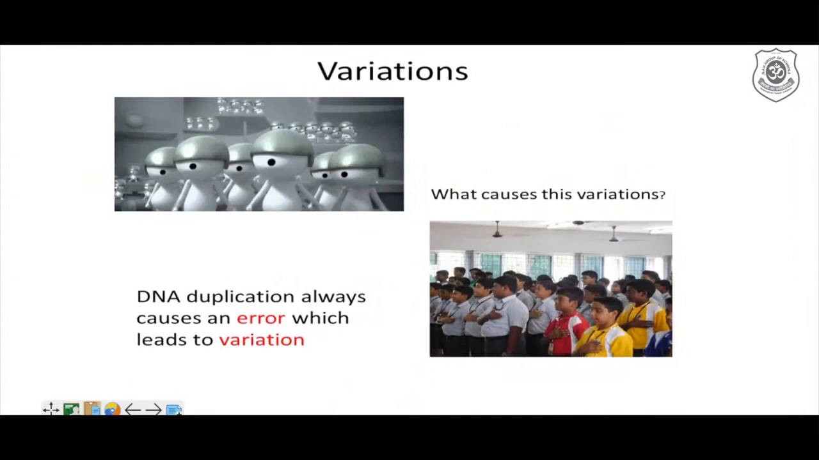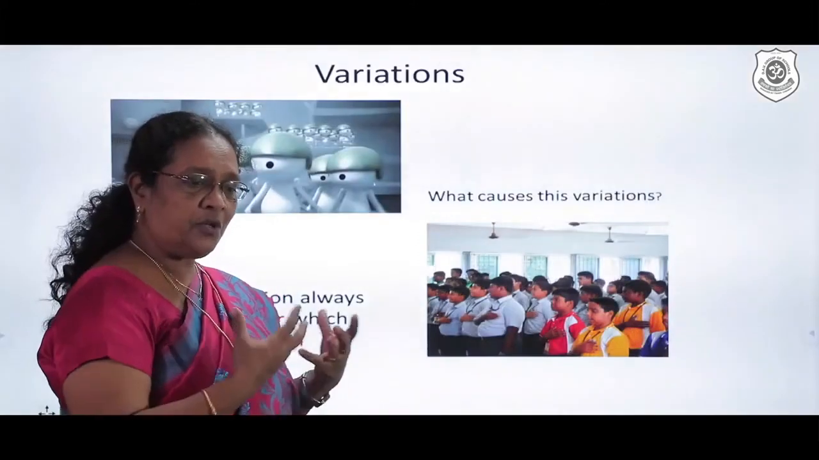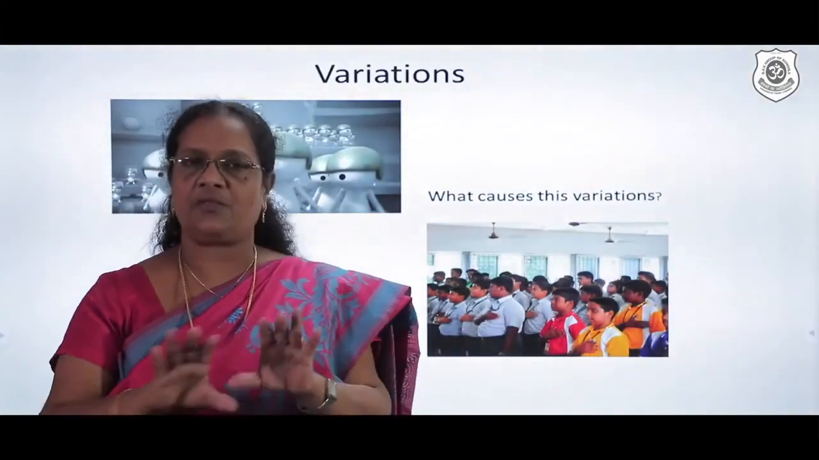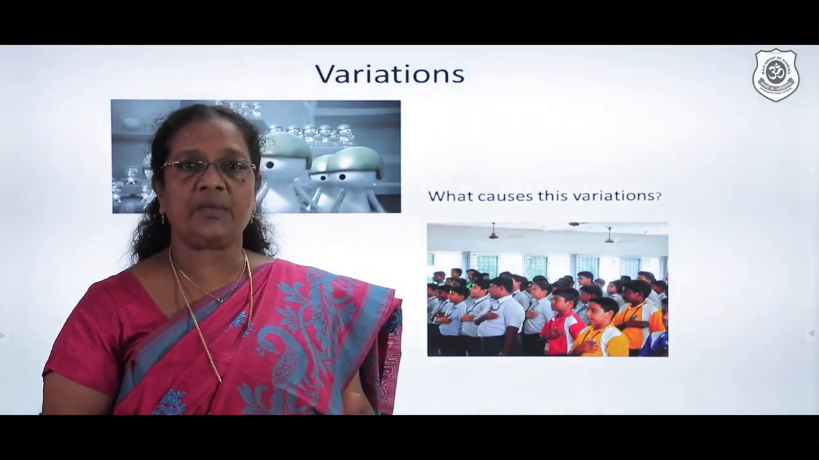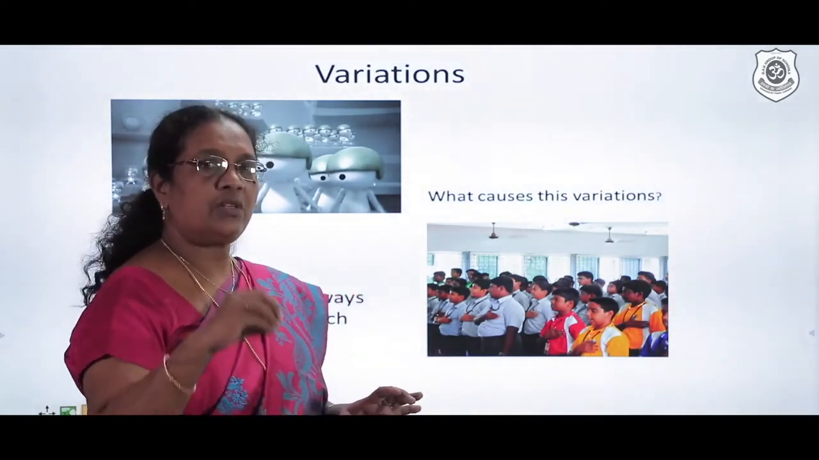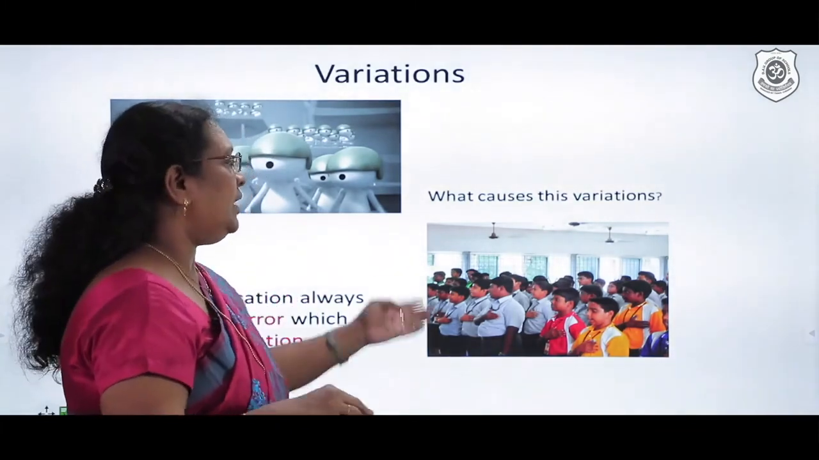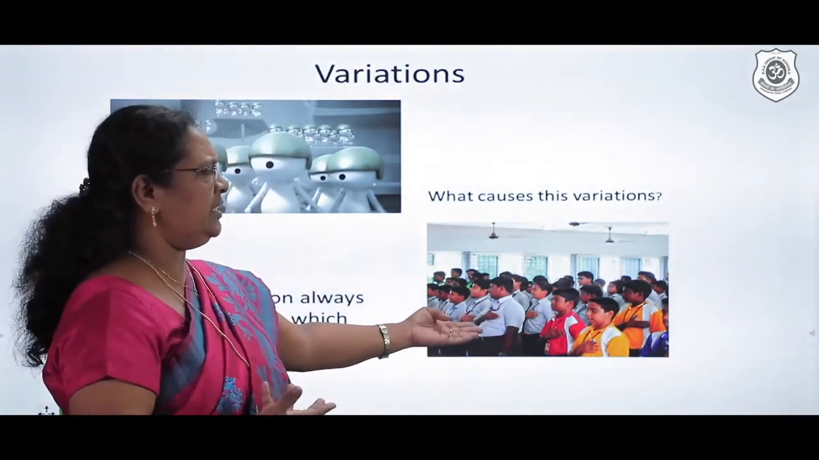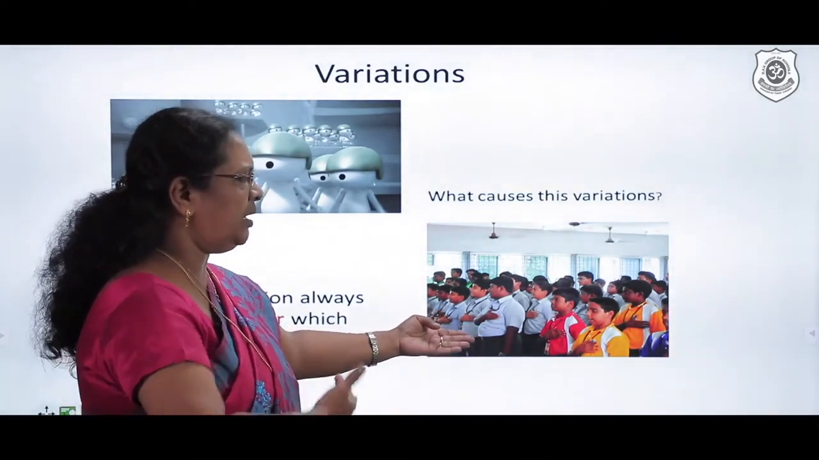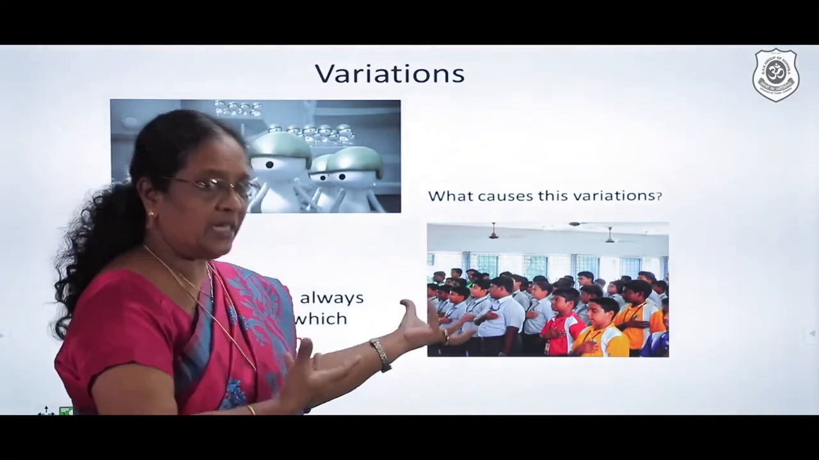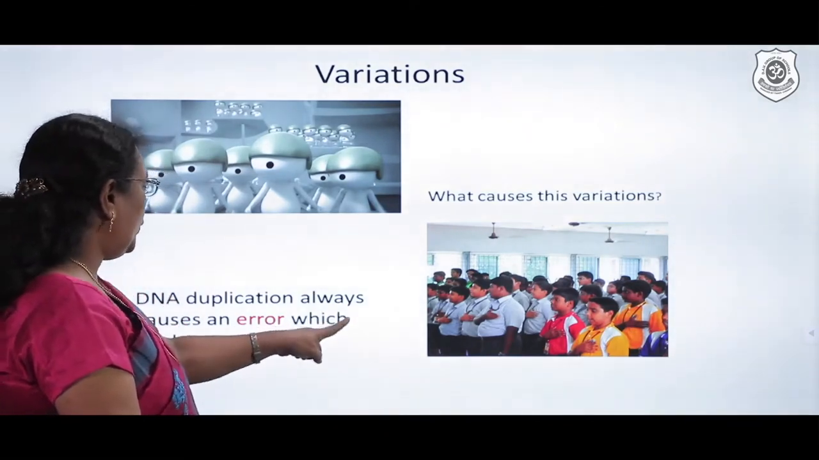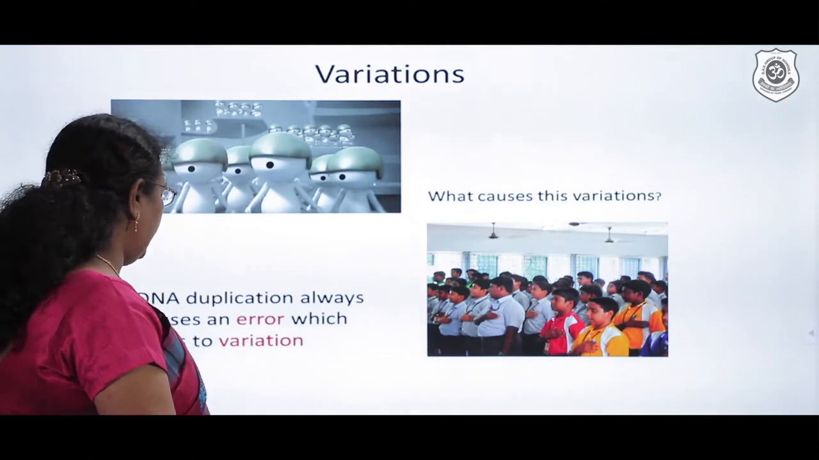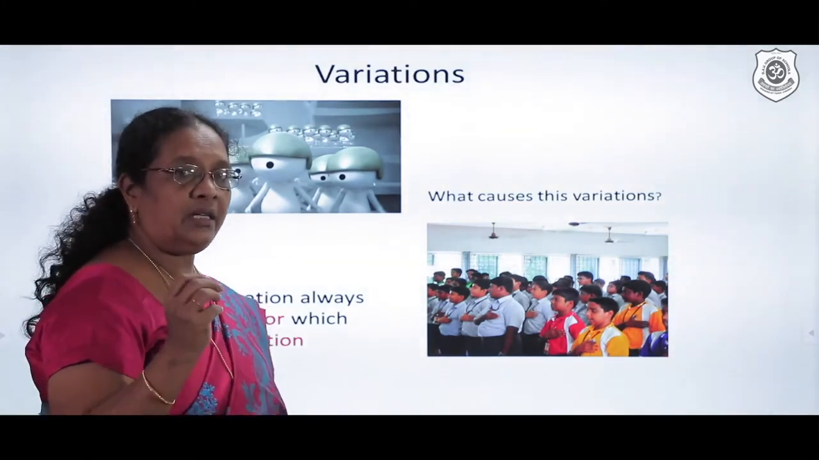Suppose a teacher enters a class and sees everyone alike, how am I to identify who's who? If in your own family, you, your brother, your sister, your father, mother, grandfather, everyone is a 100% replica, are we going to identify them? It's going to be very difficult. So variation does play an important role. If I enter a class like this, I'm able to easily identify who is Ravi, who is Ram or Akshay or whatever the name is. The reason it is possible is because DNA duplication always causes an error which leads to variation. So that is highly beneficial.